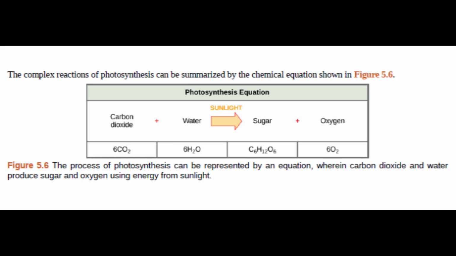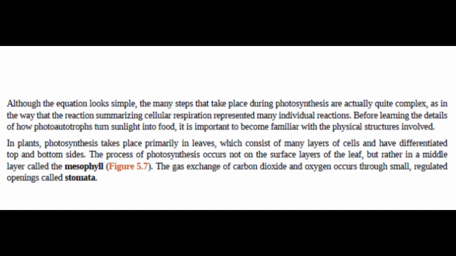The complex reactions of photosynthesis can be summarized by the chemical equation shown in Figure 5.6. Figure 5.6. The process of photosynthesis can be represented by an equation wherein carbon dioxide and water produce sugar and oxygen using energy from sunlight. Although the equation looks simple, the many steps that take place during photosynthesis are actually quite complex, in the way that the reaction summarizing cellular respiration represented many individual reactions.